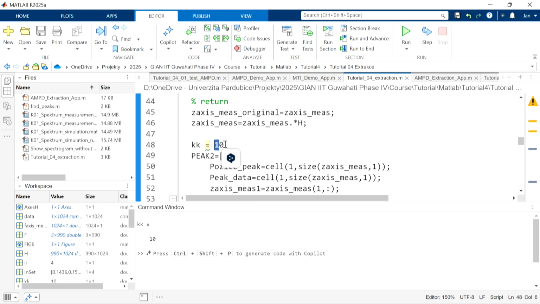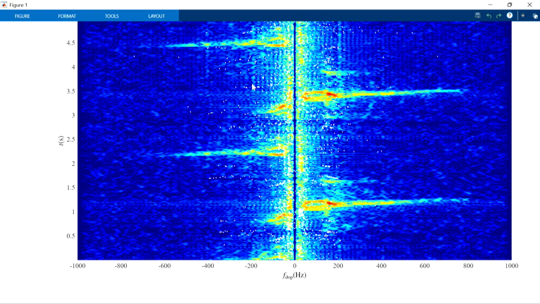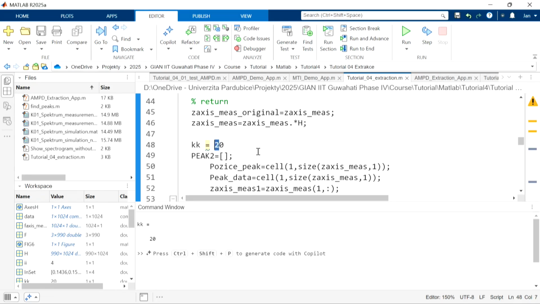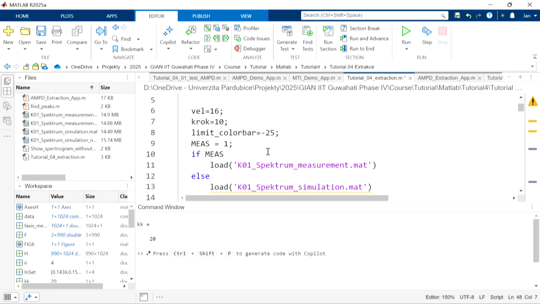So if I put 20, I will get this result, and so on and so on. So please try it up to 40. And one tweak, check there.